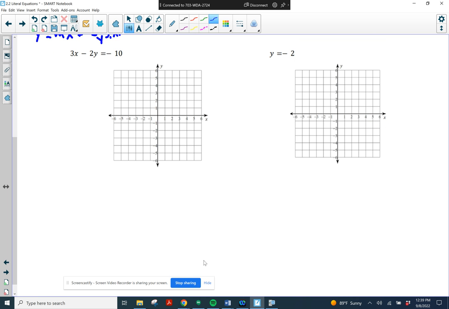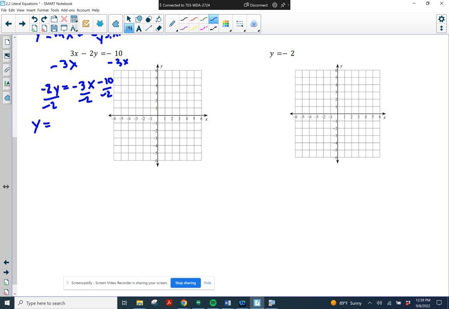I'm going to extend the page a little bit. I'm going to solve this for y. So I'm going to subtract a 3x. Notice how I'm keeping the x in front so that I have it in the form y equals mx plus b. So negative 2y equals negative 3x. Oops, that's minus 10. We'll divide both sides by negative 2.